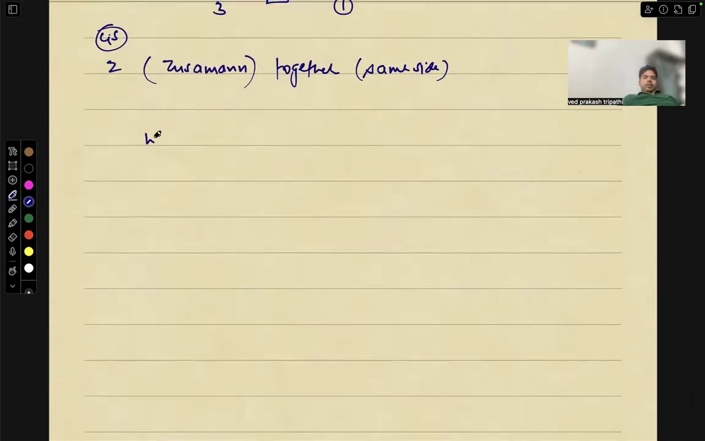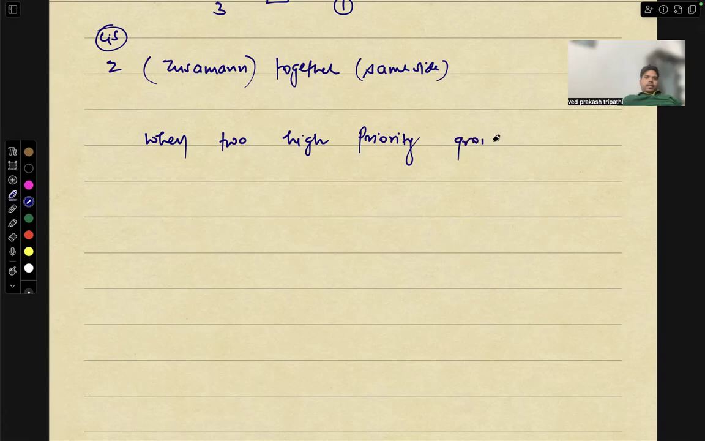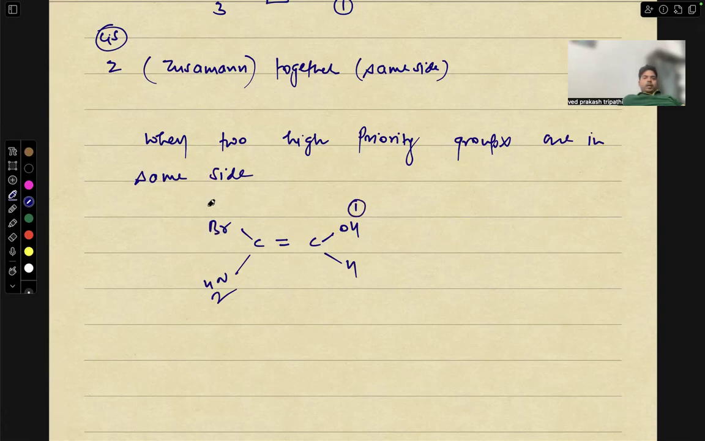So here we can say when two high priority groups are on the same side, like this. Between OH and H, this one would be 1. Between bromine and nitrogen, bromine is 1. So both are on the same side: Z.